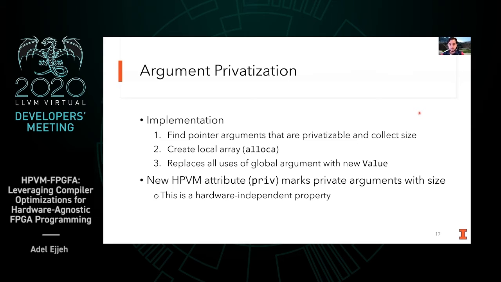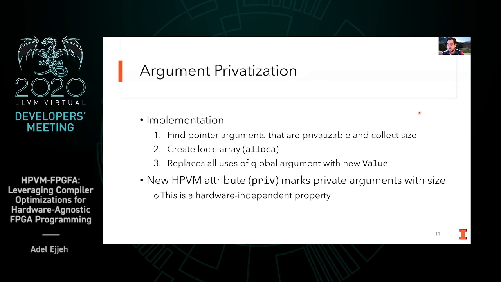Argument privatization is very similar to input buffering, but applies to arguments that are private to the kernel function. The implementation goes through the arguments of the kernel function and looks for the ones which are privatizable. If found, we create a local array for that argument using an alloca and replace all the uses of the original argument with the new value we just created.